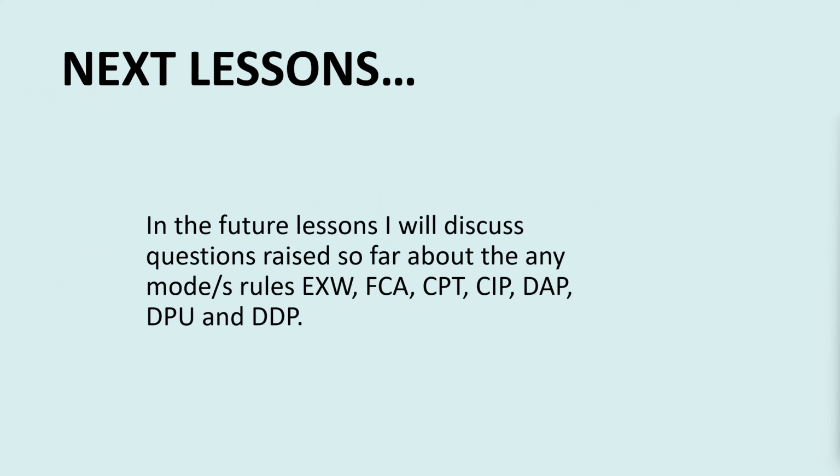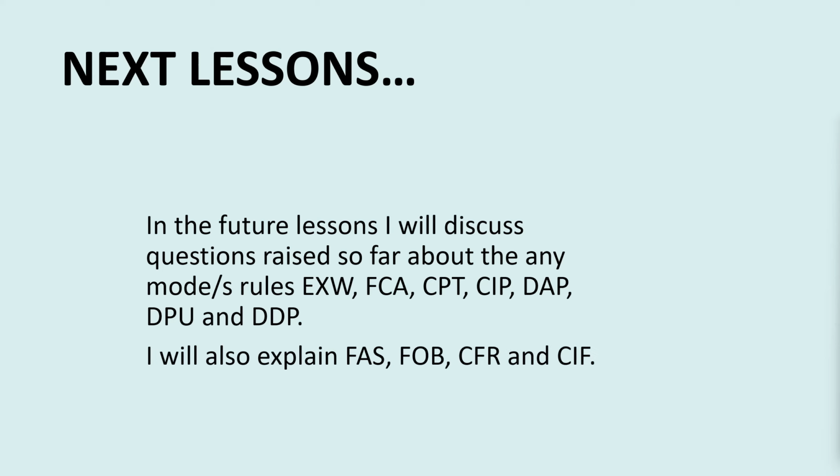Next lessons. In future lessons, I will discuss questions raised so far about the any mode or modes rules: EXW ex works, FCA free carrier, CPT carriage paid to, CIP carriage and insurance paid to, DAP delivered at place, DPU delivered at place unloaded, and DDP delivered duty paid. I'll also explain FAS free alongside ship, FOB free on board, CFR cost and freight, and CIF cost, insurance and freight.